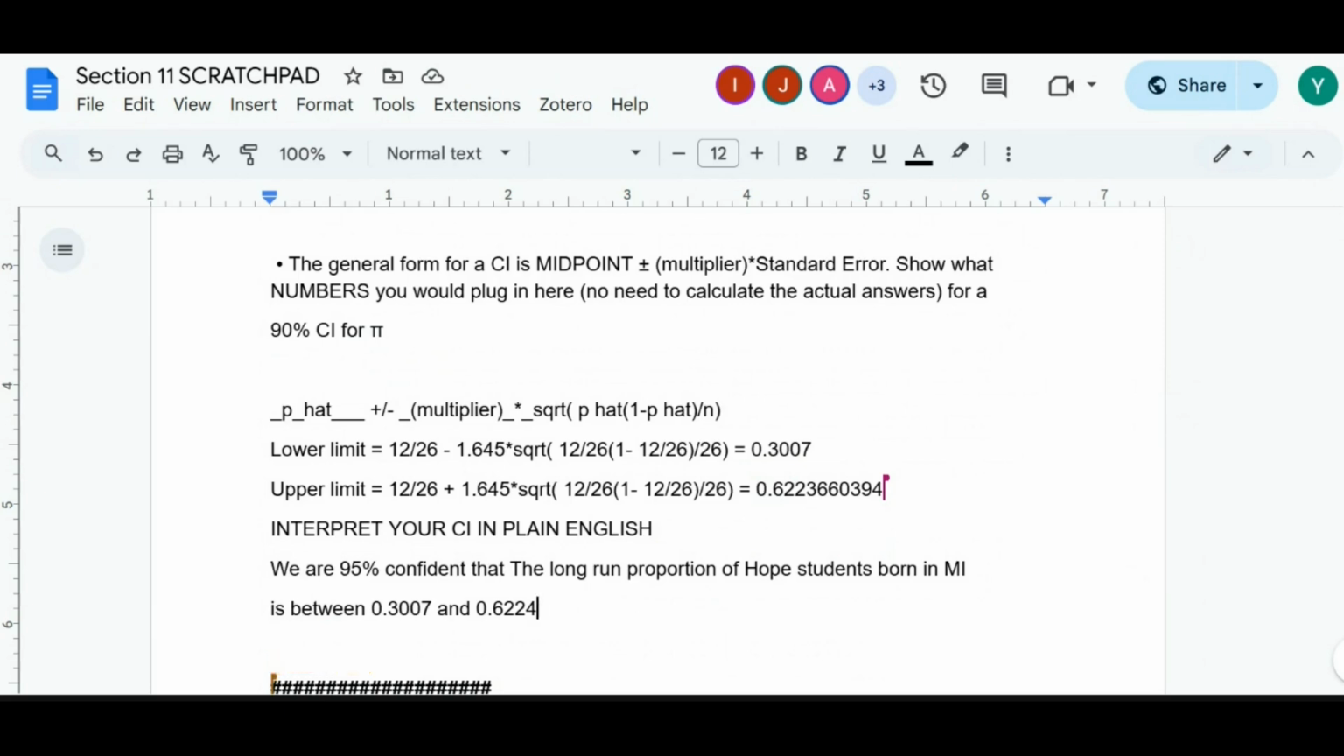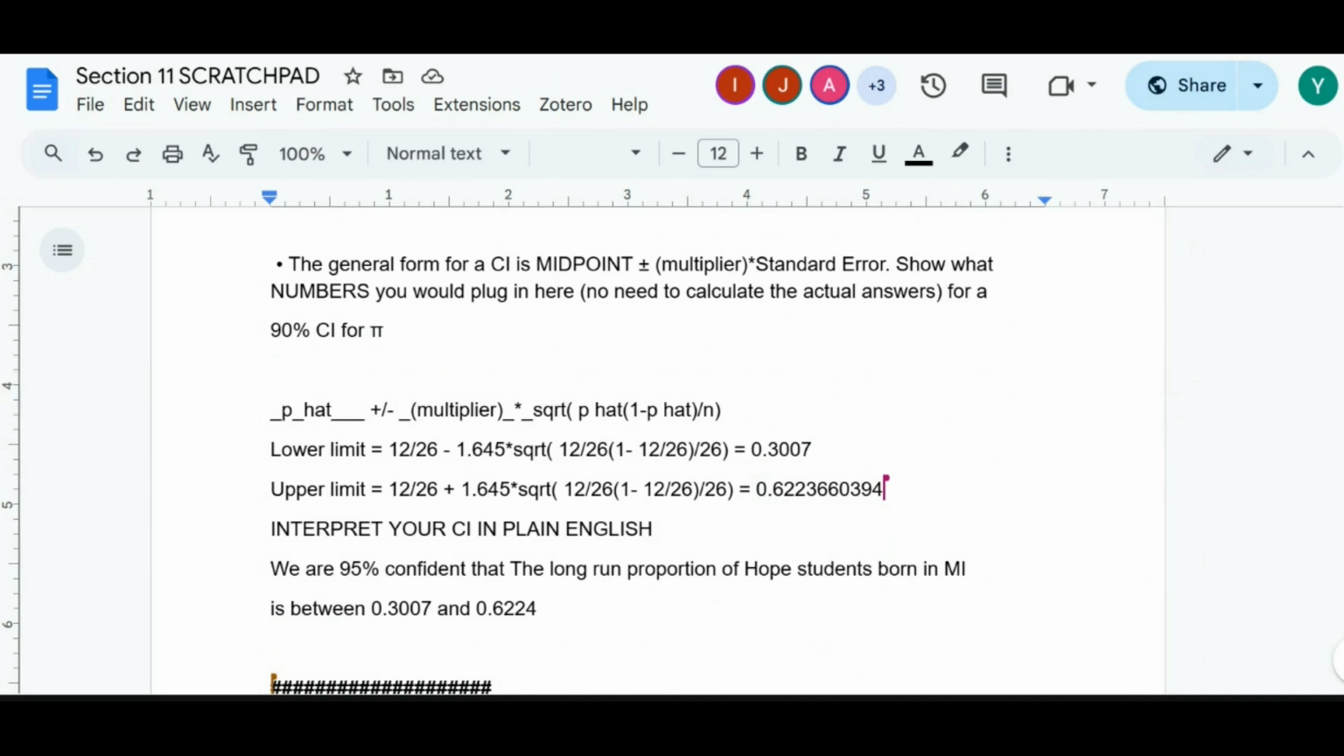Now, I hope you realize this is not a very impressive interval. It doesn't tell you very much. 30%, 62%, pretty wide, isn't it? See? So we will study next time. I don't think we have time today, but in the next class, I'll tell you how, because I hope you all realize that a confidence interval that is narrower tells you more.